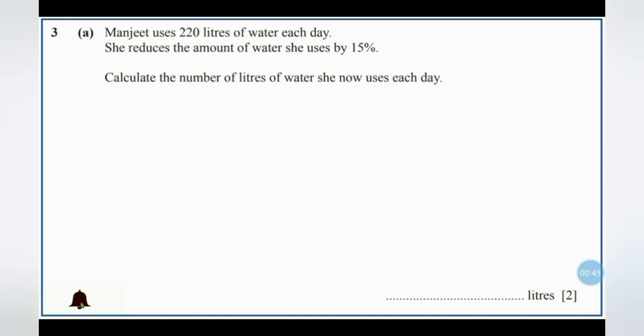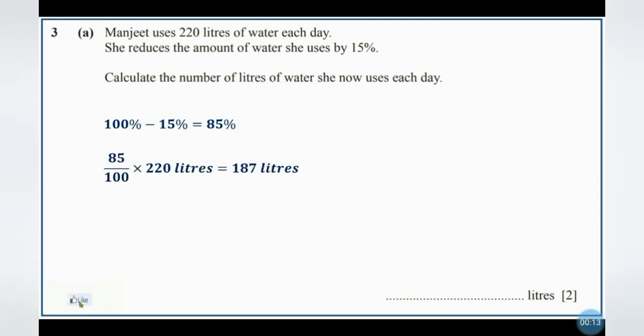If we want to calculate the number of liters after a reduction of 15%, I will just subtract 100 by 15. This gives me 85%. So this 85%, I will divide by 100, then multiply by 220. Okay, so I will get 187 liters. Our answer for question 3, letter A, is 187 liters.